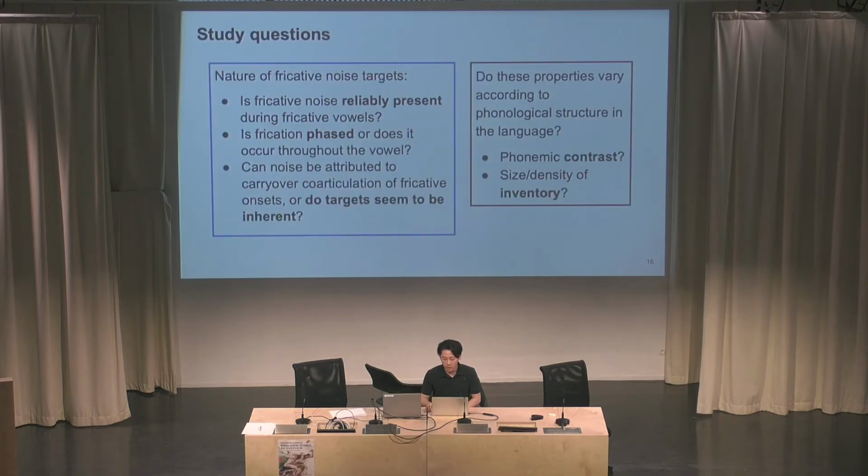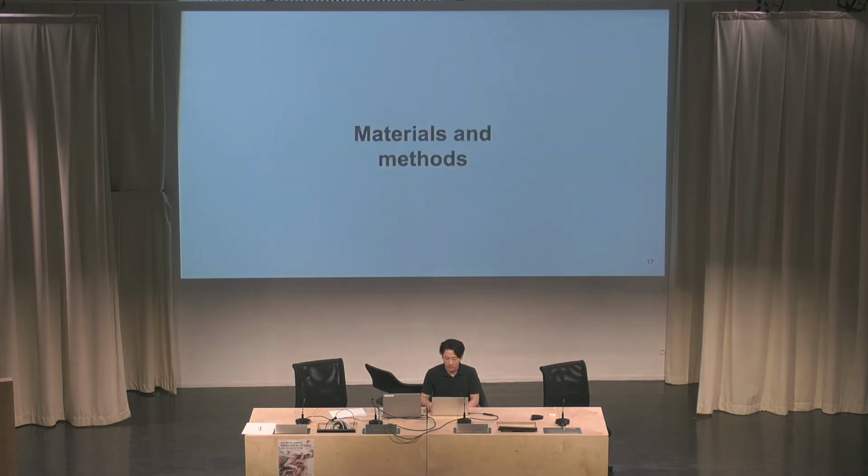This brings us to our research questions. In our sample of 3 languages, is noise reliably present during fricative vowel productions? What is the temporal arrangement if present, phased or not? And is it dependent on the type of onset consonant? We expect that these properties should be modulated by the phonological structure of the language being examined, that is, fricative vowels should exhibit more frication noise in languages where fricative vowels contrast with non-fricative vowels, namely in Suzhou and Jixi.